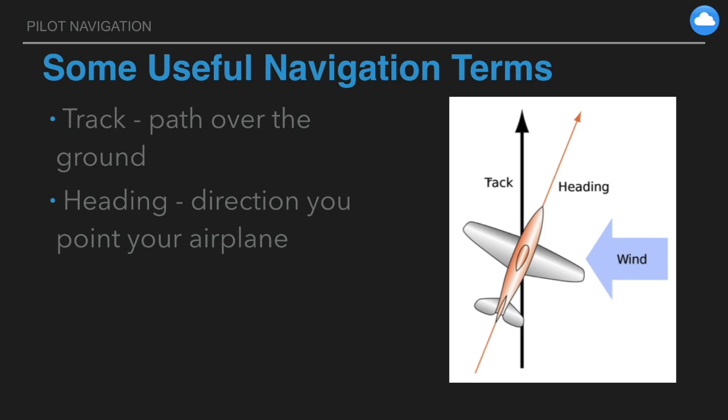Why wouldn't the heading and the track be the same? Well, the wind. If you have wind, it's going to try to push you off track. You have to alter the heading to stay on the track you want. How much you alter the heading, that's what we're going to talk about, how you calculate that. So track is the path over the ground. Heading is the direction you point the airplane. They're going to be close, but very seldom are they exactly the same, unless you have no wind.